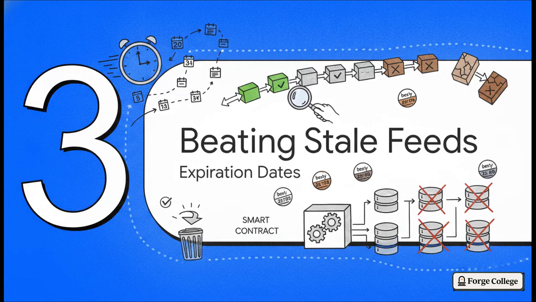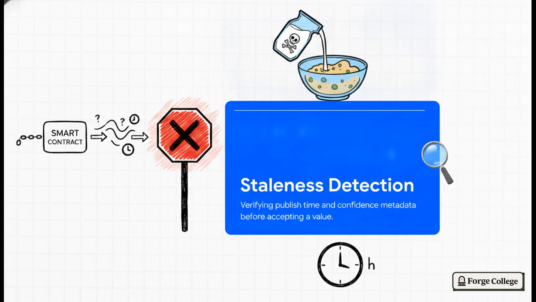All right, Section 3, beating stale data feeds by checking the expiration date. So staleness detection means actively verifying a feed's publish time and its confidence metadata before you ever allow it to be calculated into your aggregation.